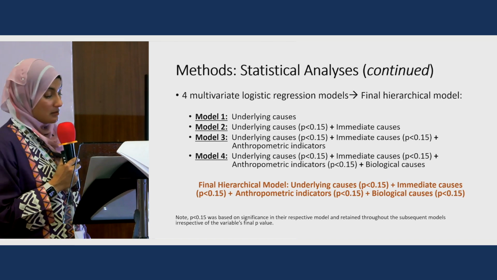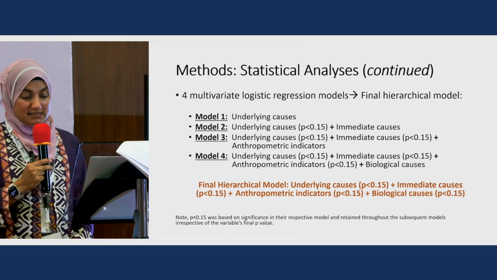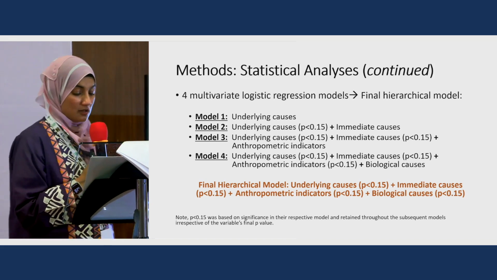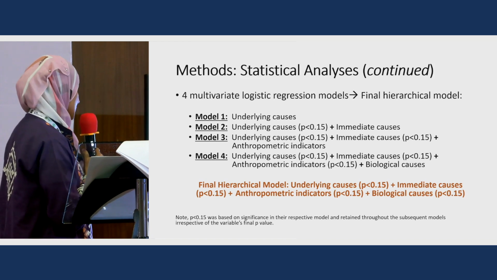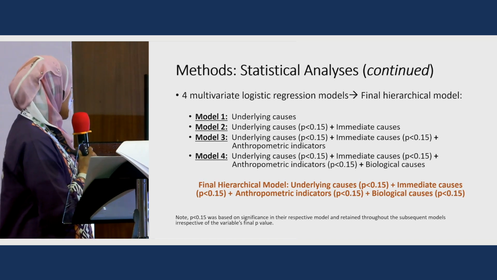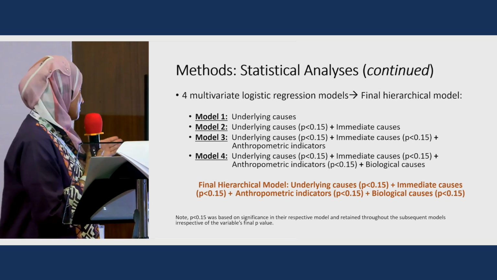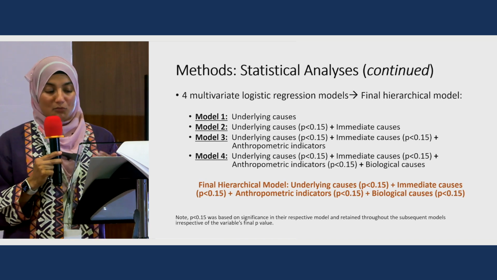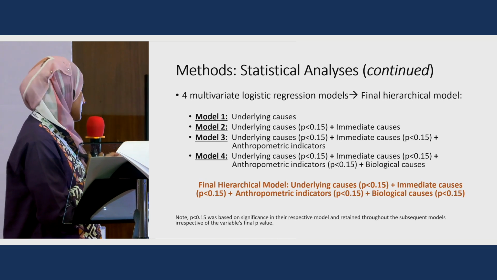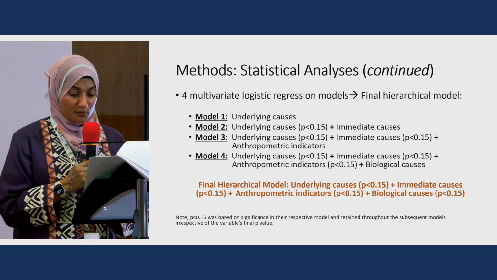And then in model 3, we retained the underlying and immediate causes which had a p-value of less than 0.15 in their respective model, and assessed the anthropometric indicators which were associated at the bivariate level. And finally, we assessed the biological causes, having retained the underlying, immediate, and anthropometric indicators. And our final hierarchical model included underlying causes with a p-value of less than 0.15, immediate causes, anthropometric indicators, and the biological causes. All were retained with a p-value of less than 0.15.